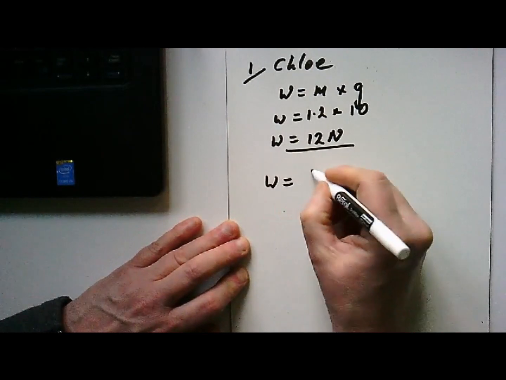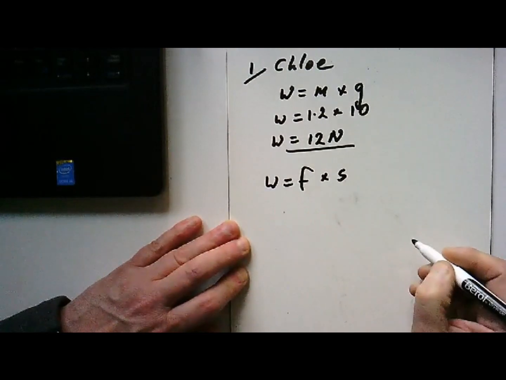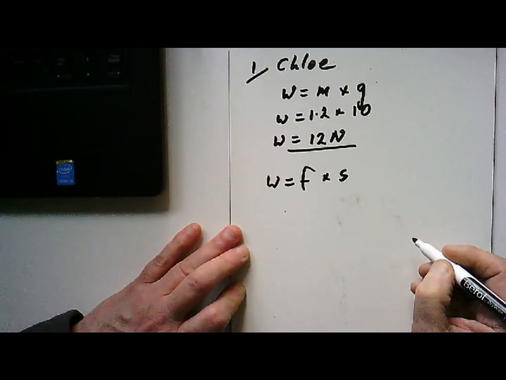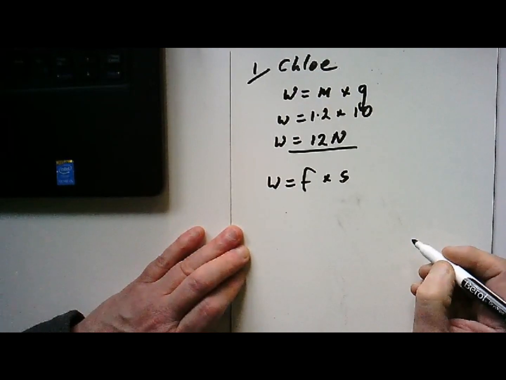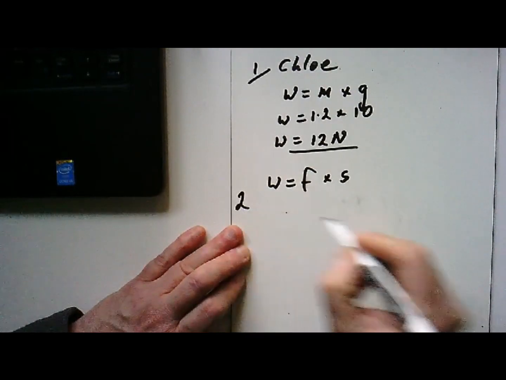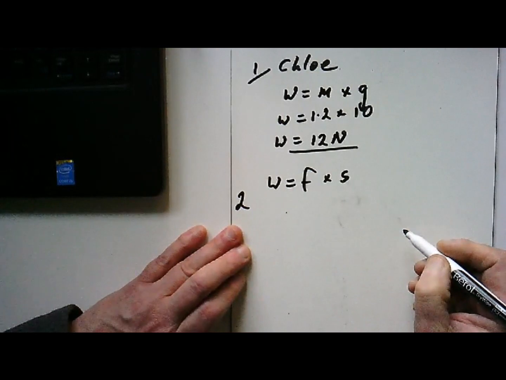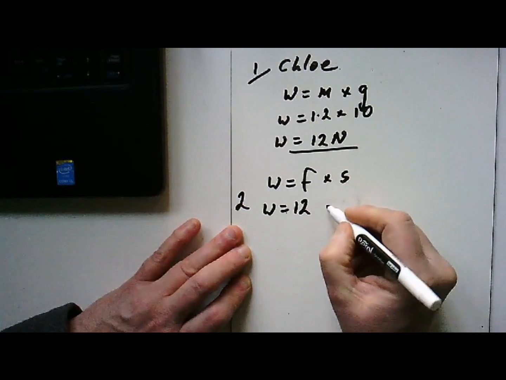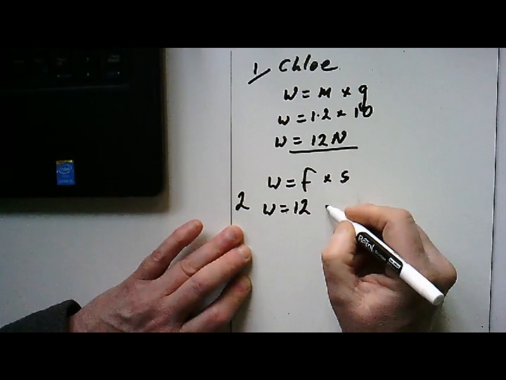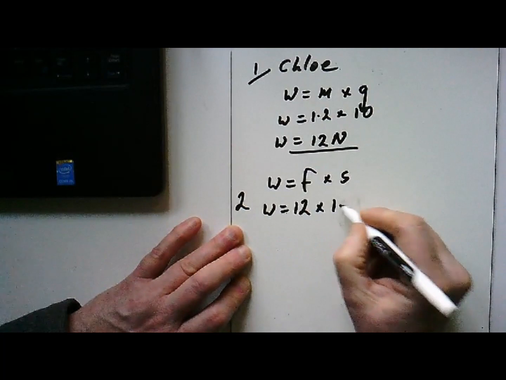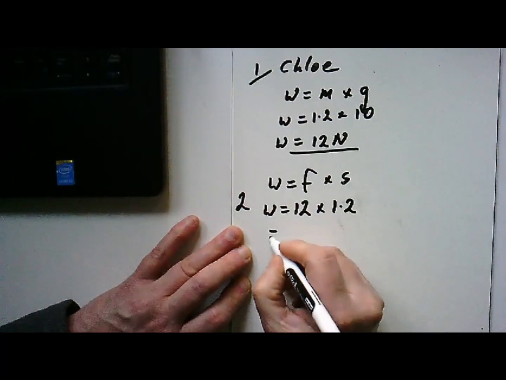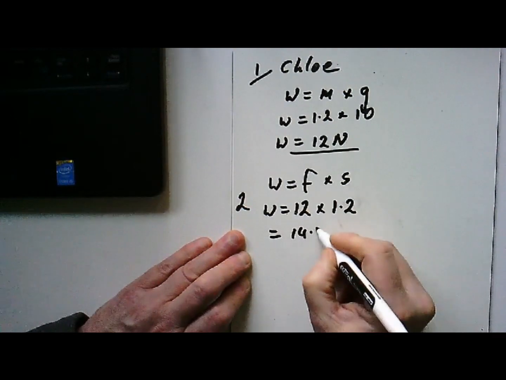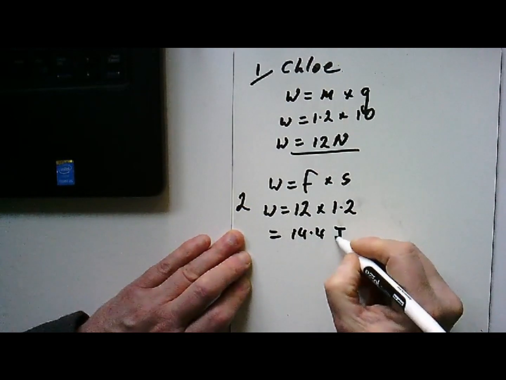So that's what we're going to put into our work equation. So work done equals force times distance moved. Let's then put that into the equation. How much work does she do to stack each bag? So this is question number 2. So we now need to say that W equals 12 from the previous part of the question, times the height, which is 1.2. And that then gives us a work done of 14.4 joules.